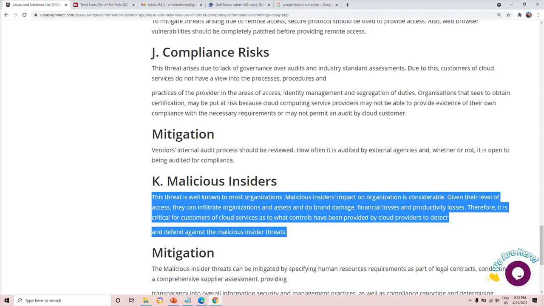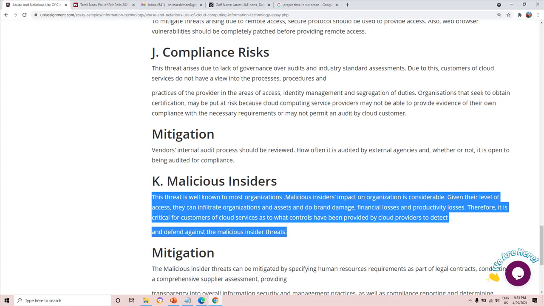Therefore, it is critical for customers of cloud service to know what controls have been provided by cloud providers to detect and defend against the malicious. With the cloud service provider also, this kind of threat can come true. There is a possibility of this threat really coming true, because malicious insiders can be anywhere in any organization. They have access to a lot of resources, and they can do a lot of damage.